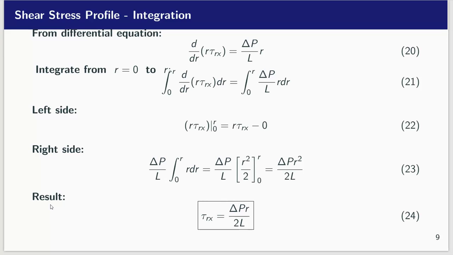Now from the differential equation we got that, integrate from r equal to 0 to r: d/dr of (r tau_rx) dr is equal to the integral from 0 to r of (del p by l) r dr. So the left hand side will be r tau_rx minus 0. The right hand side is del p by l times the integral from 0 to r of r dr, so that will be del p r square by 2l. Finally we'll get tau_rx is equal to del p r by 2l.